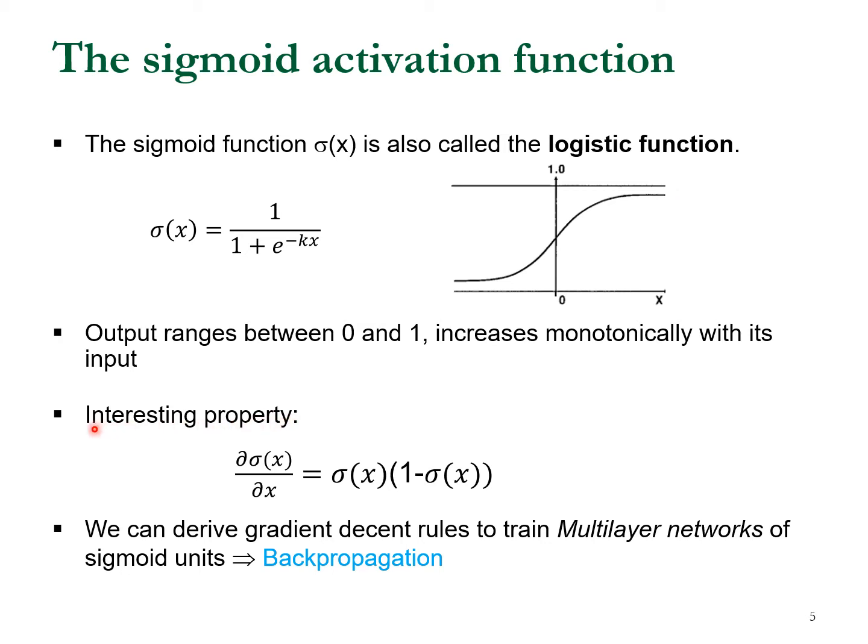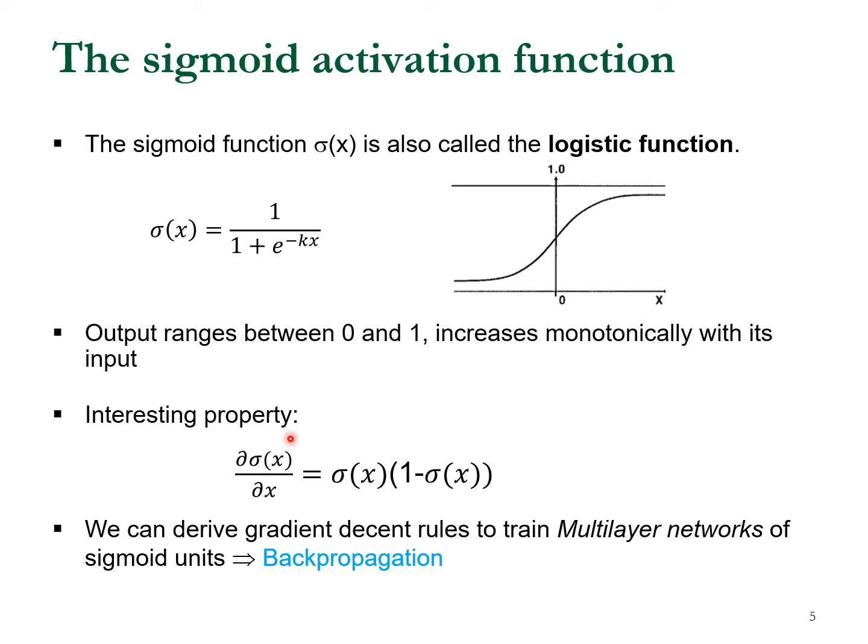Another interesting property of the sigmoid function is this. When we use a sigmoid function as the activation function and use a gradient descent method, we have to differentiate the activation function. In the gradient descent method, we need to differentiate the error function, which contains the activation function, right? So we have to differentiate the activation function in the gradient descent method.